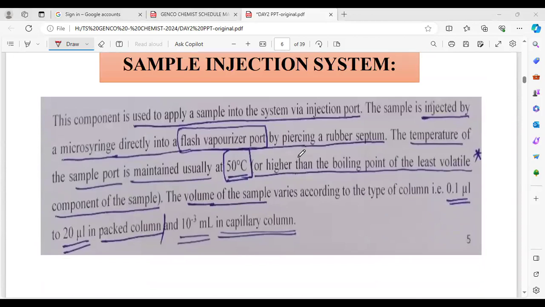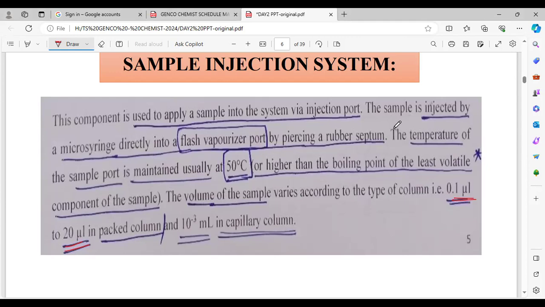Next one, the sample injection system, the sample injection port. Through this sample injection system, you introduce whatever compound you want to separate. If your compound is a mixture of 2 or 3 different components that you want to separate, you take about 0.1 microgram to 20 microliters. That much sample only is taken. Very small amounts of sample. When it is kept in the sample injection port, it will go through the column.